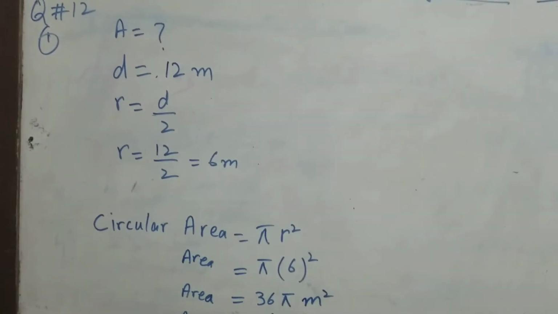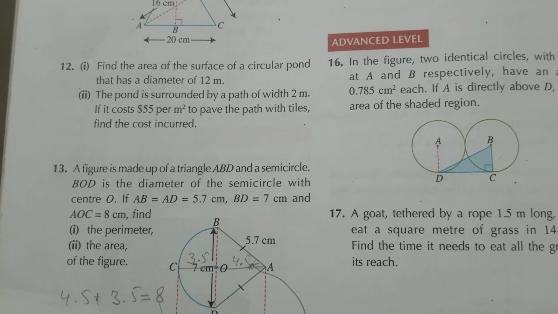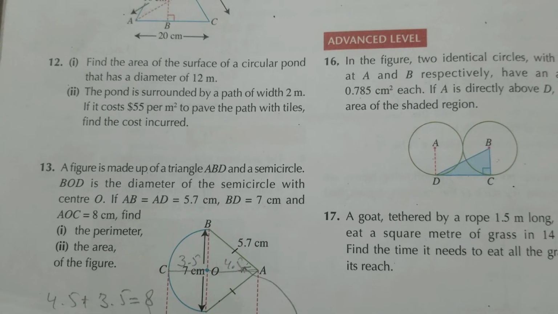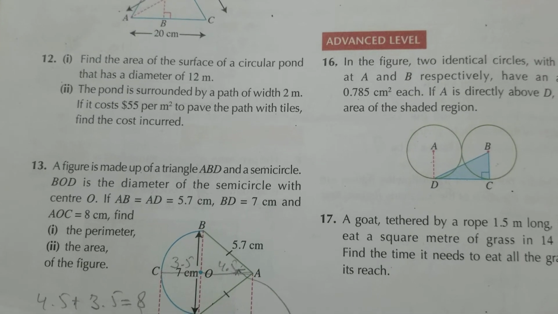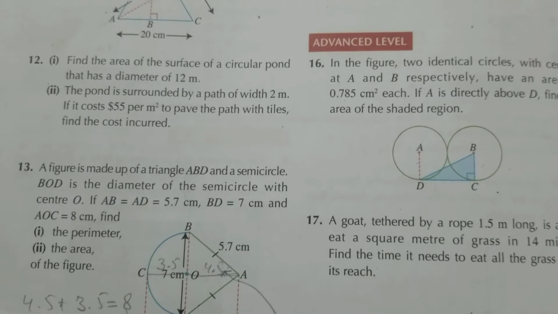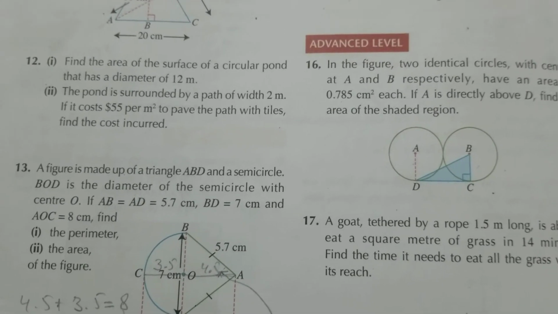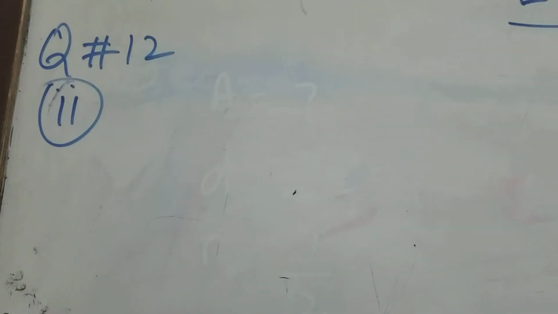What is the statement? The pond is surrounded by a path of width 2 meters. If its cost is $55 per meter square to pave the path with tiles, find the cost incurred.